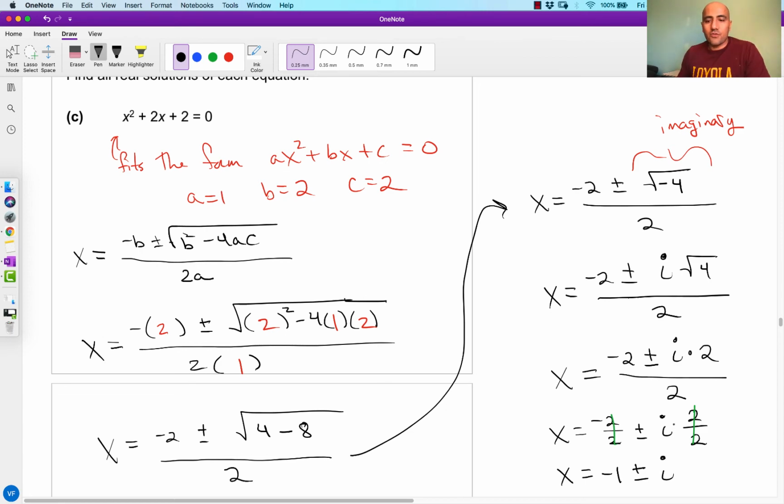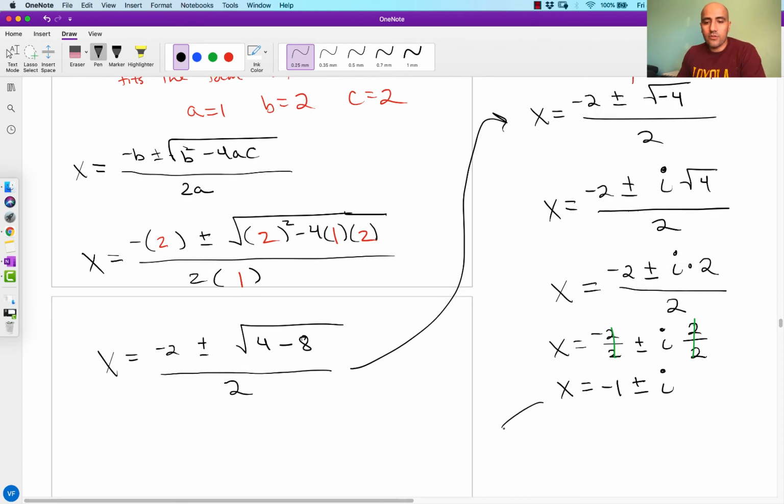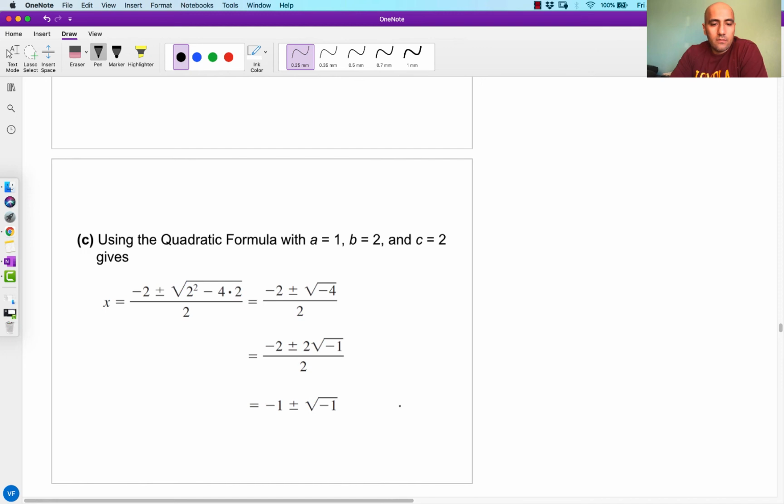Good. So again, that's just two solutions, one of them with the plus, one of them with the minus. So one solution is going to be that x equals negative 1 plus i, while another solution is that x equals negative 1 minus i. Right, so two solutions. Again, we'll talk more about imaginaries in the next section. I think that's what the author did here.